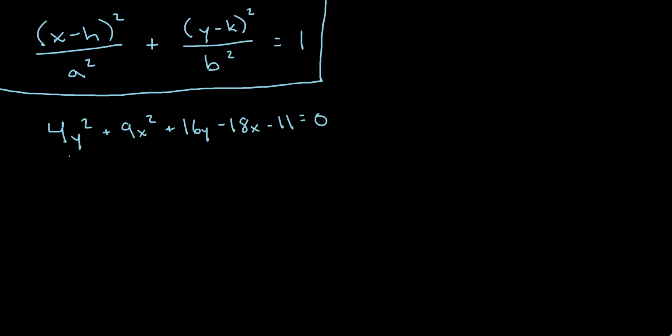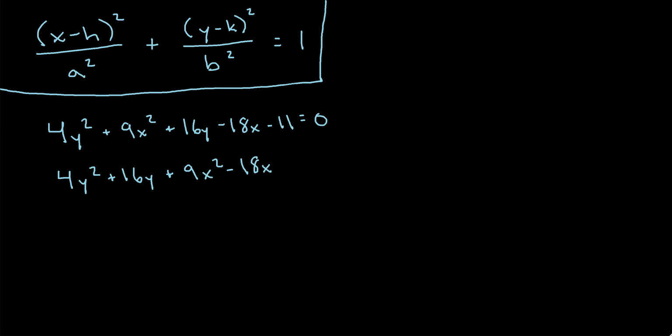So let's say we have this general form right here: 4y squared plus 9x squared plus 16y minus 18x minus 11 is equal to 0. How can we get this to be in this standard form? Well, the first thing that we want to do is group the x's and group the y's together. So let's rewrite it as 4y squared plus 16y. And then we'll group the x's together, so 9x squared minus 18x.